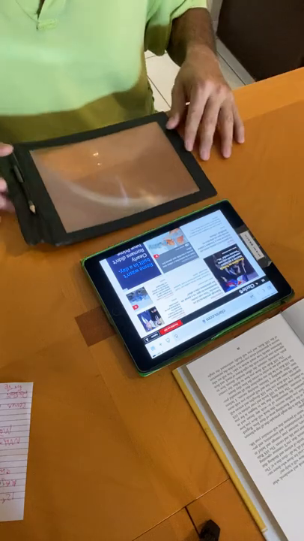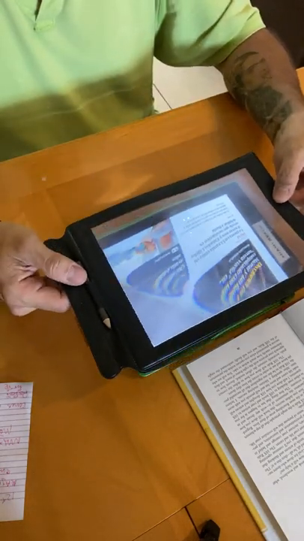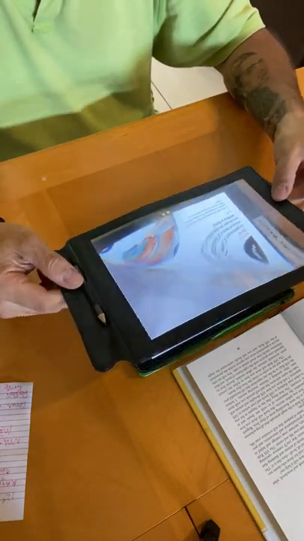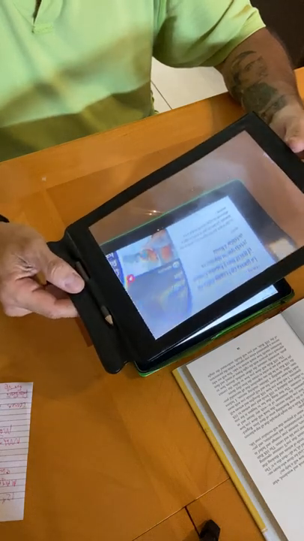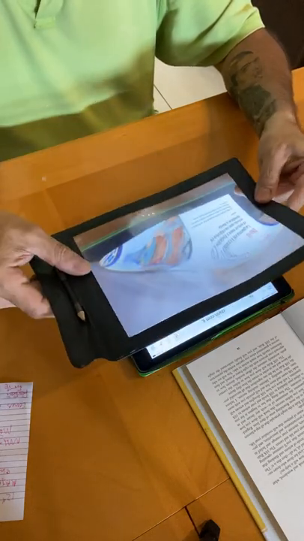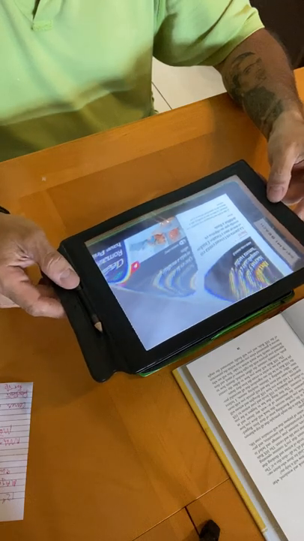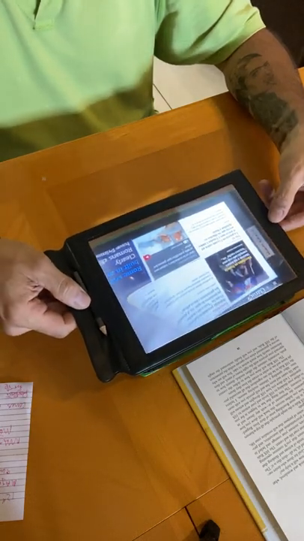And today I am reviewing, this is a quick review, the MagDepo magnifying sheet. It is 12 by 7.5. The magnifying area is almost 9 by 6.5. As you can see here, I'm holding it above the iPad.